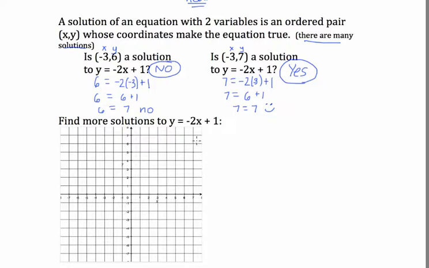Another connection with this is how all of the points that are solutions to this line look graphically. So we're going to start out by graphing this solution, the one that we know is a solution to our equation, on the line, negative 3, 7. So you go to your x-axis and find negative 3. Go to your y-axis and find 7. And at their intersection point, you make a dot. That's the point negative 3, 7.